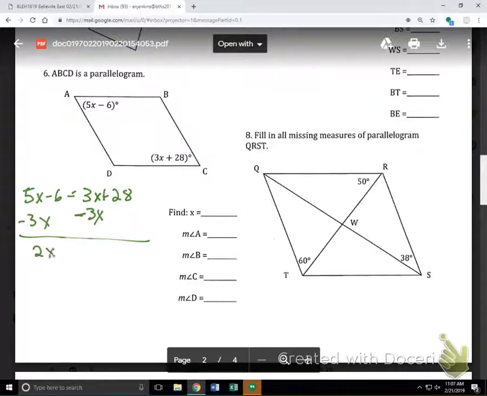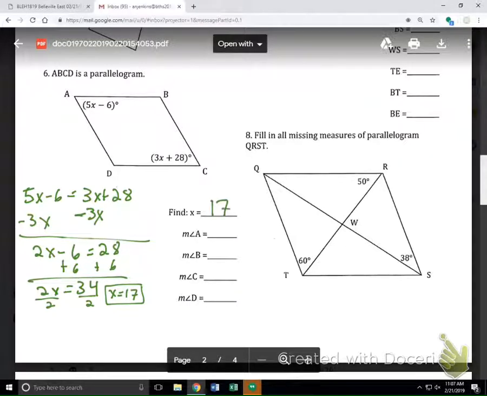I end up with 2x minus 6 equals 28. Got to get my 6 to the other side. Added. I have 2x equals 34. I need to get x by itself. Divide by 2. I end up with x equals 17. With x equals 17, we're here.